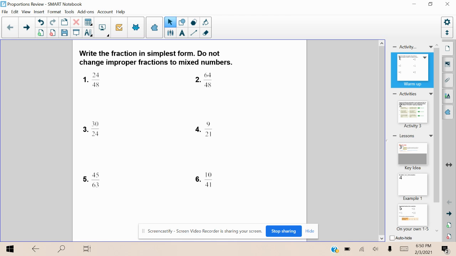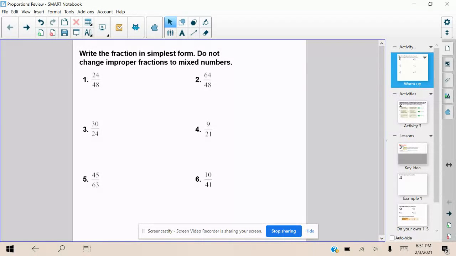So let's start out with a quick do now. We're going to do the following for the next 6 problems. We're going to write the fraction in simplest form. Do not change improper fractions to mixed numbers. We're going to leave them the way they are, but we want to simplify into simplest form. Remember, that means that we are simplifying both the numerator and the denominator by the same factor. We're going to be dividing the top and the bottom by the same number. So please try out these 6 and resume when you are ready to check your answers.